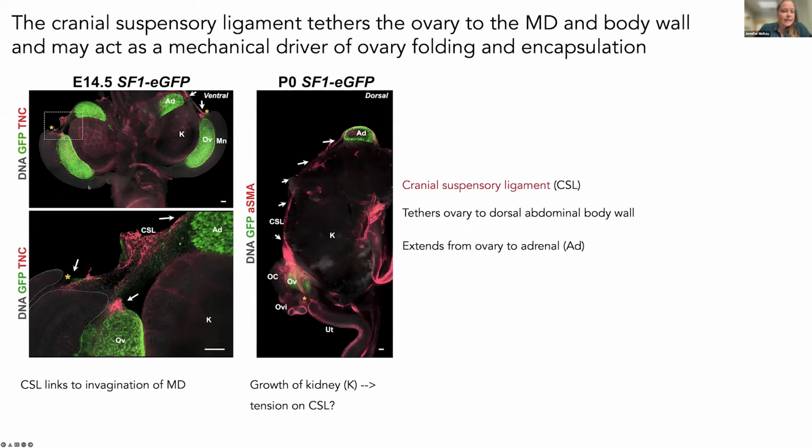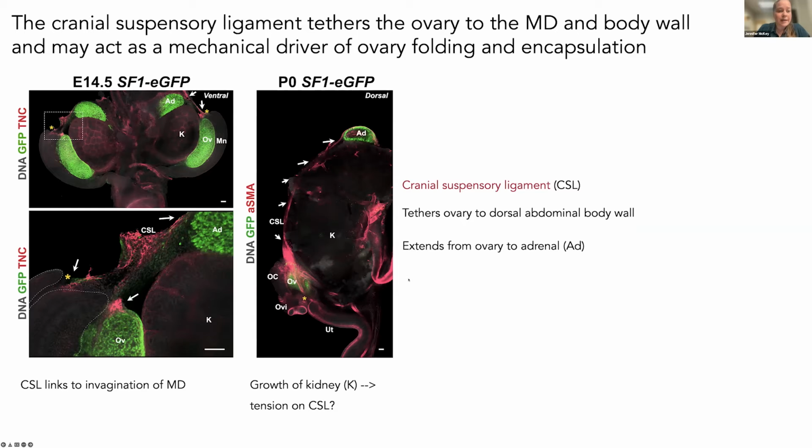And here you can see a urogenital complex from an E14.5 mouse line where both the gonad and the adrenal are labeled with GFP. And we're able to label the cranial suspensory ligament with antibodies against tenascin C. And here you can see this ligament exit the anterior pole of the ovary and line the entire lateral side of the kidney all the way up to the adrenal, where it plugs into the body wall behind the adrenal.